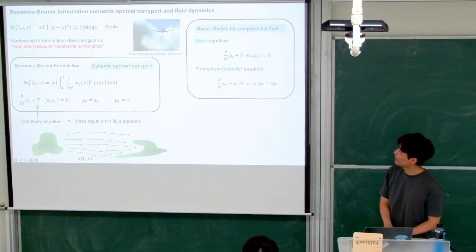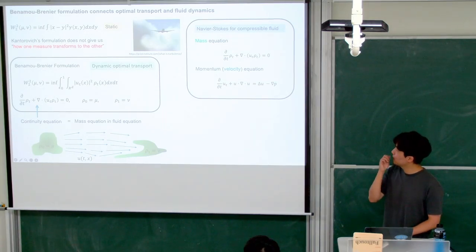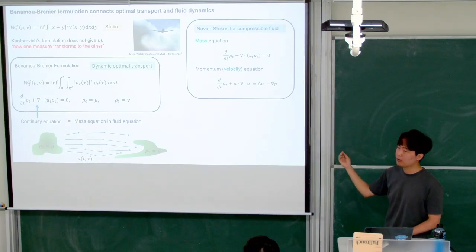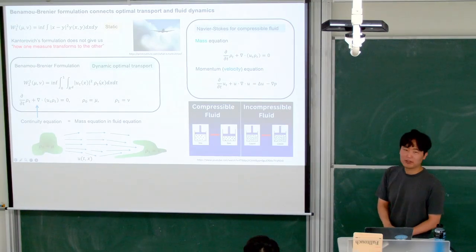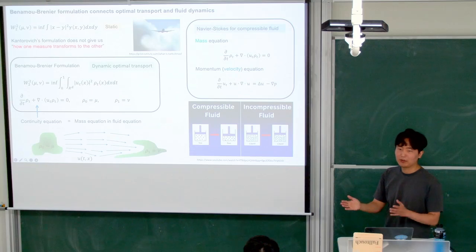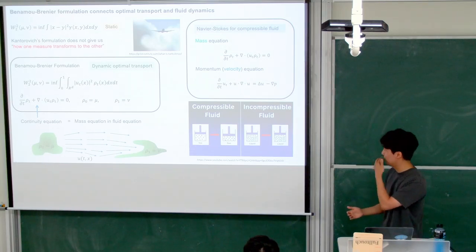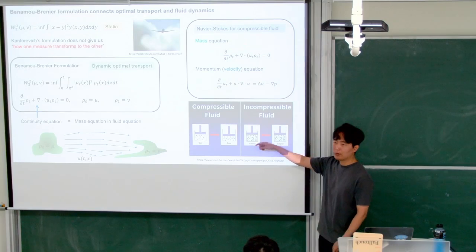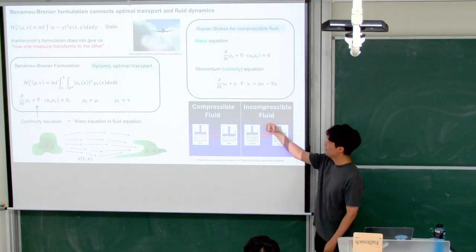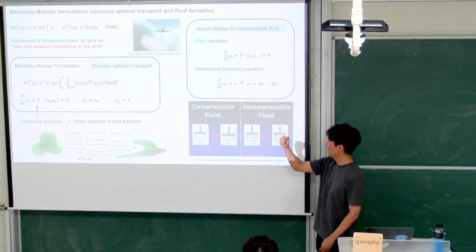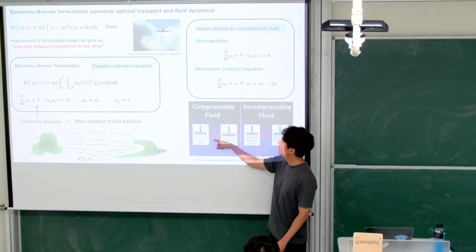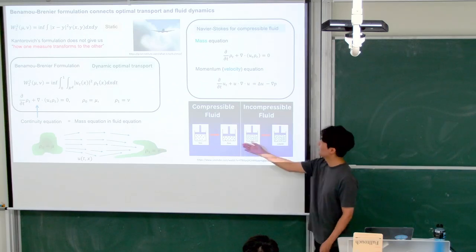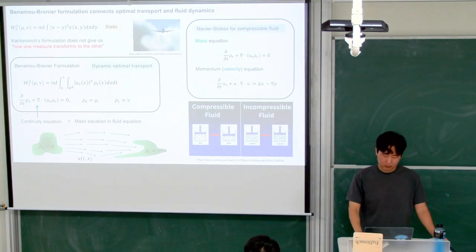Anyway, this continuity equation and the Benamou-Grenier formulation come from the description of fluid dynamics. Actually, it is compressible fluid dynamics. Fluid can be divided into compressible and incompressible. Incompressible, if you imagine water, if you put some water here and push it, it cannot be compressed. But if this is air, then you can compress it. That's why compressible and incompressible.